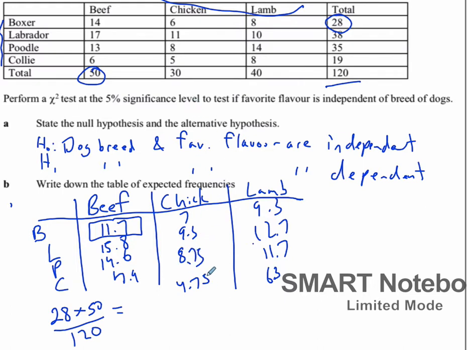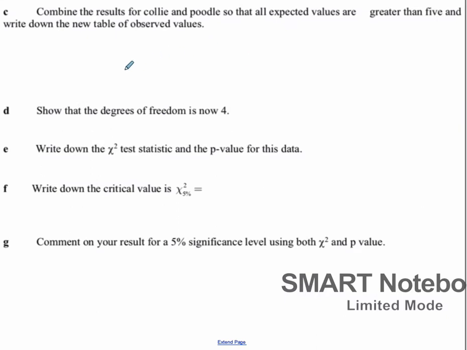The thing about the chi-square test for independence is we don't want any of the expected frequencies to be less than 5, or we say the test is not very valid because we don't have enough information. So this one's less than 5, so the test is not valid. That's why we're going to combine the results for collie and poodle so that the expected values are all greater than 5, and we're going to write down the new set of observed values.